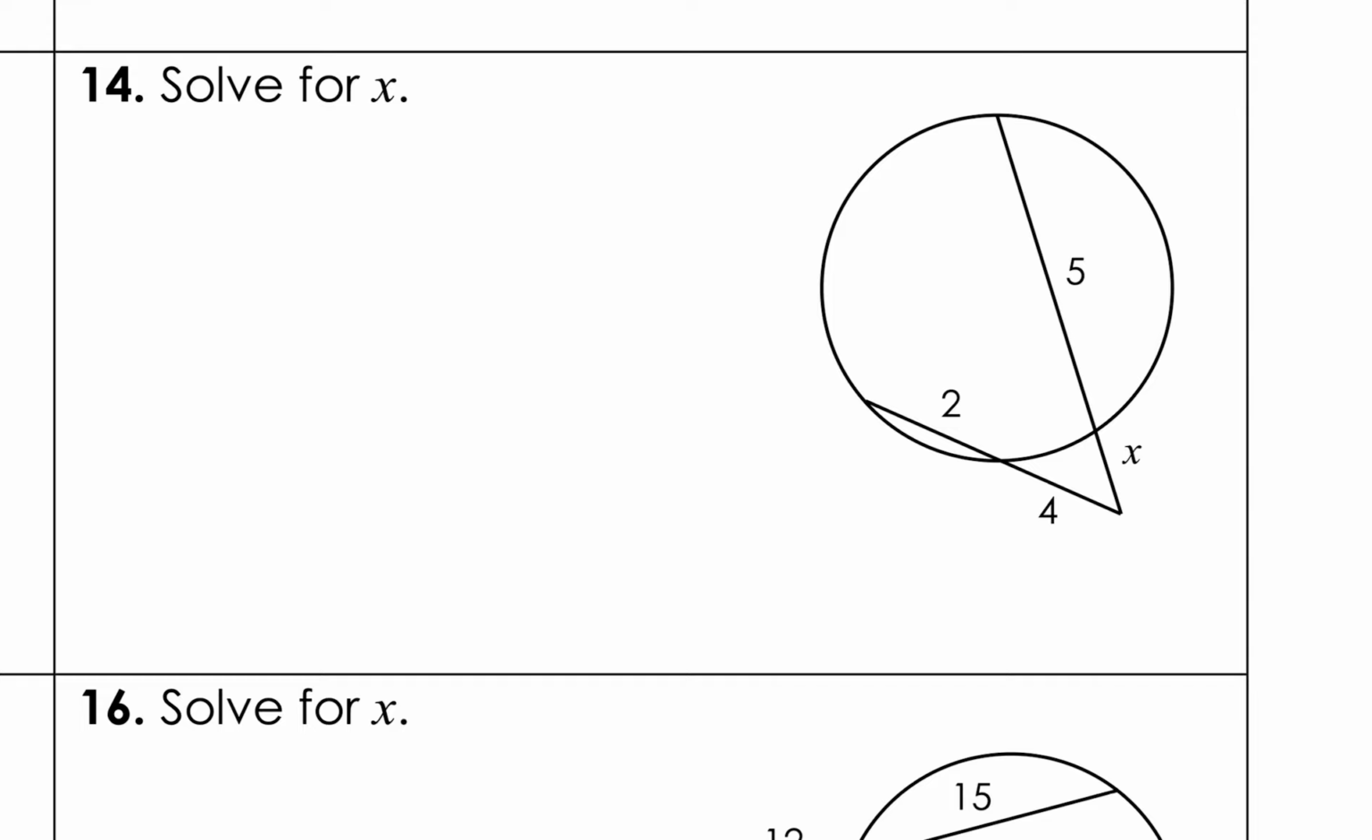Okay, so with secant lines, again, you take that outside section and multiply it by the entire line.